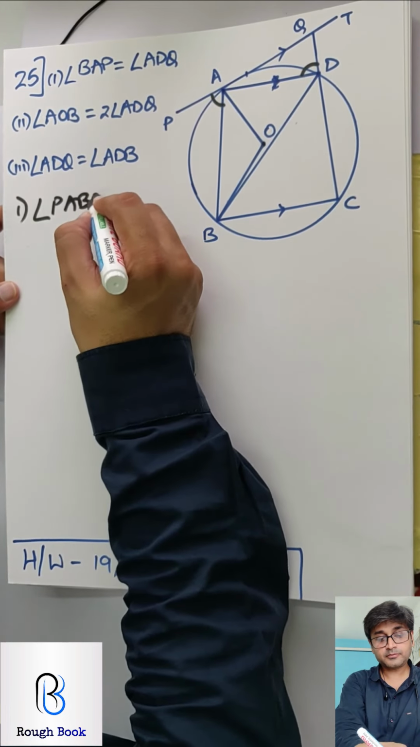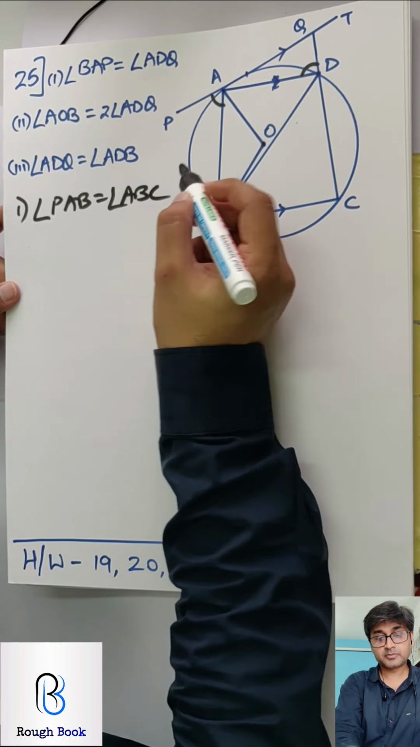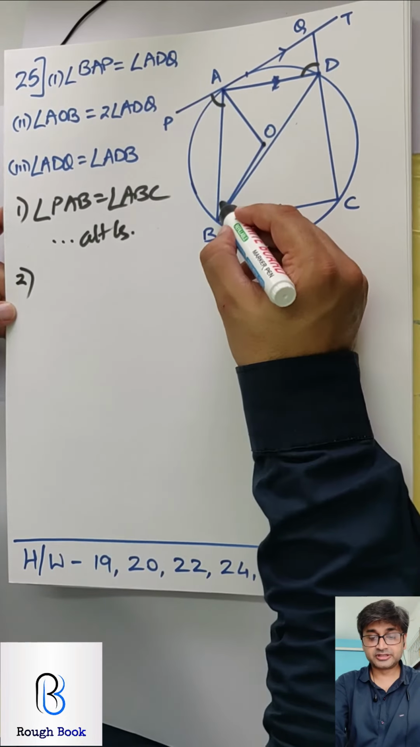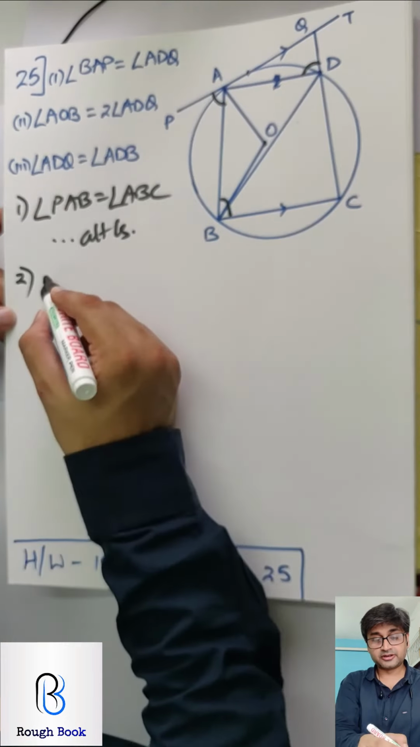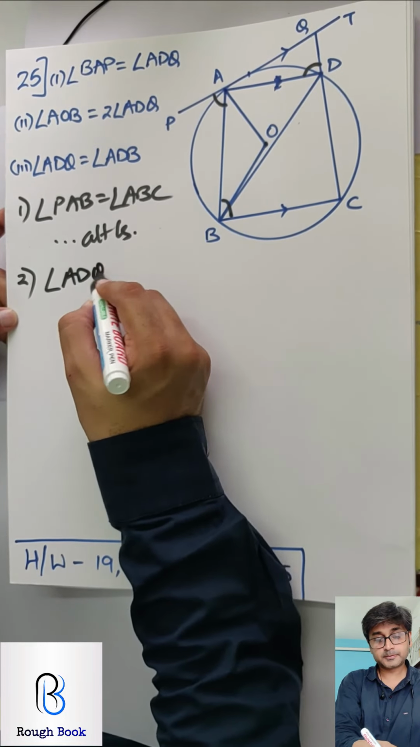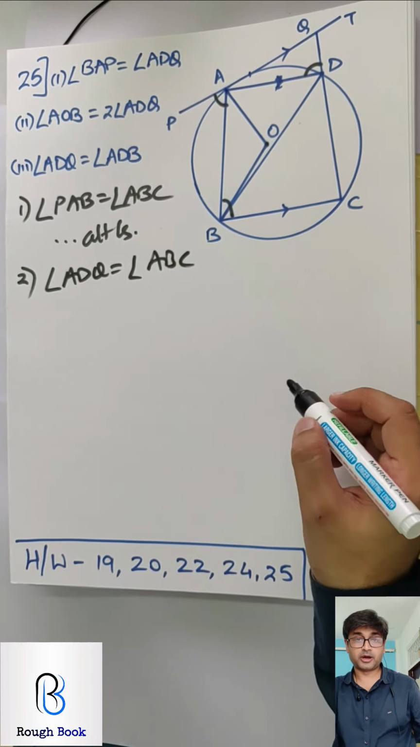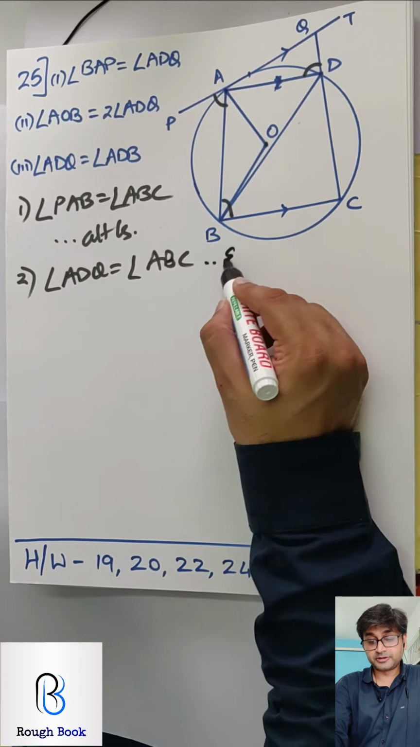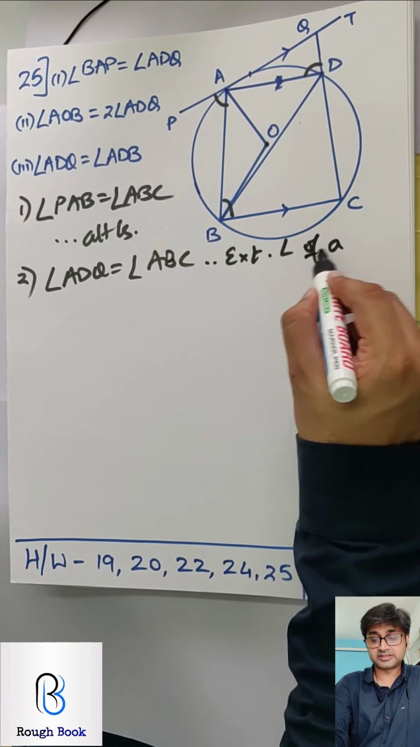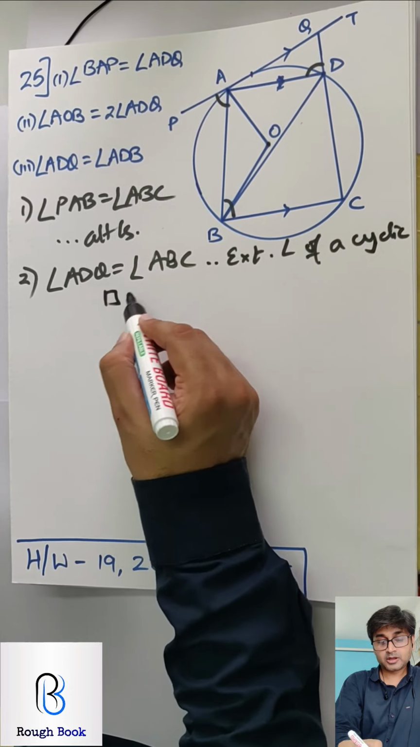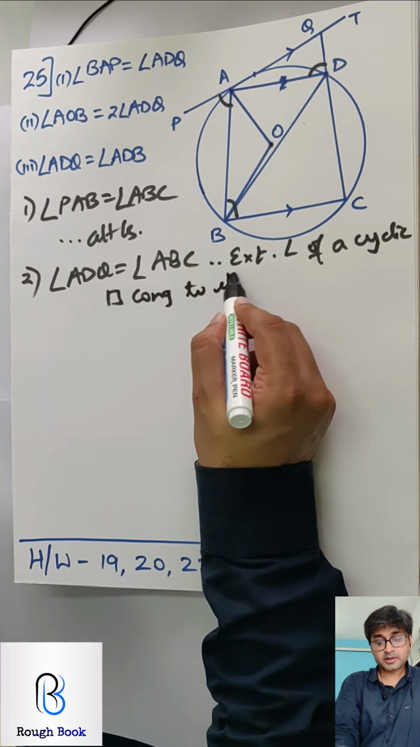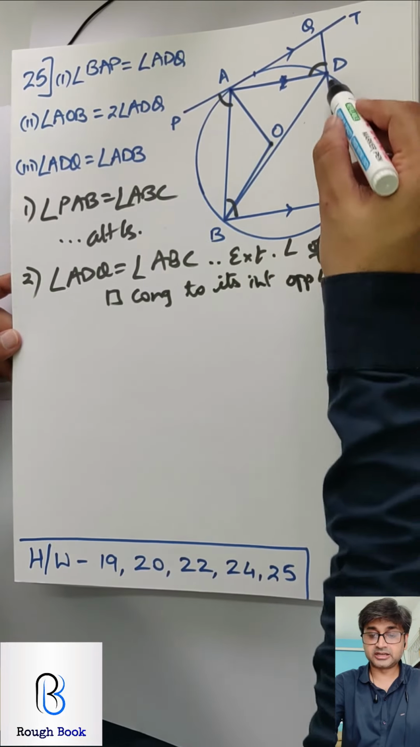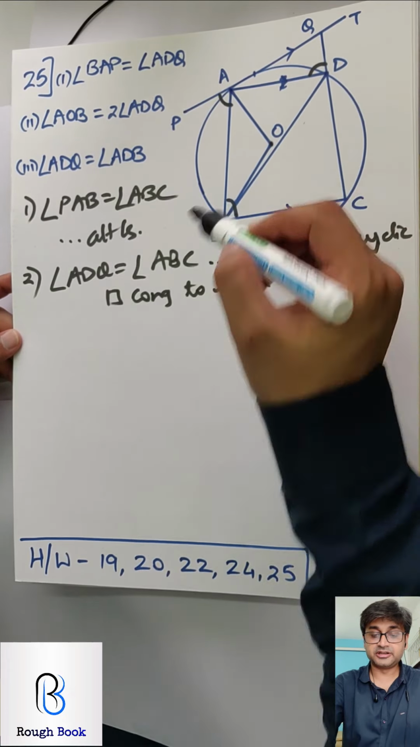PAB is equal to ABC. Yeah, Z is being formed. So alternate angles. So we prove this angle equals to this. Pay attention carefully. ADQ equals ABC. Can you tell me why? ADQ equals ABC. Very good property. Superb. Exterior angle of a cyclic quadrilateral is congruent to its interior opposite angle. So exterior angle, this is your cyclic quadrilateral ABCD, equal to its interior opposite.